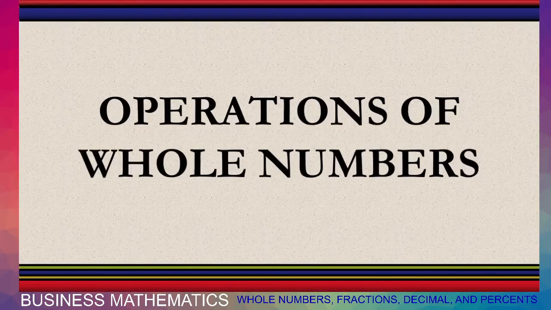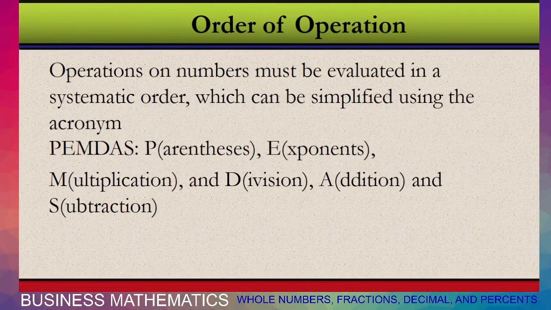Okay, so next. Ay, sala. Hindi ko pala napalitan. So next is order of operations. So operations on number must be evaluated in a systematic order. So which can be simplified using the acronym PEMDAS. So PEMDAS is parentheses, exponents, multiplication, divisions, addition, and subtraction. So yun yung ginagamit natin kapag nagdi-deal tayo sa order of operation.